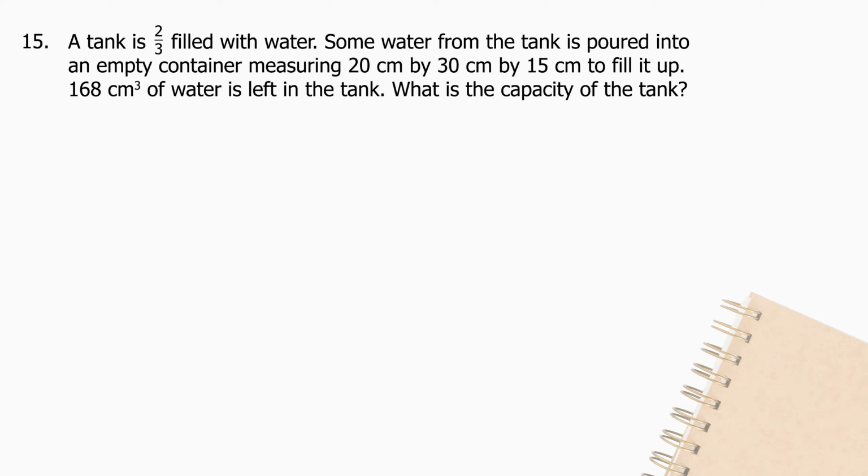Question 15. A tank is 2/3 filled with water. Some water from the tank is poured into an empty container, measuring 20 cm by 30 cm by 15 cm, to fill it up. 168 cm³ of water is left in the tank. What is the capacity of the tank?